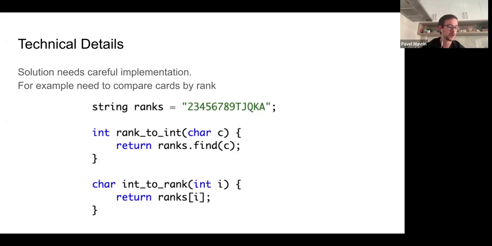You may find a lot of interesting tricks to make your solution easier. For example, when you want to compare cards by the rank, it's easier to first move from the ranks to numbers. So assign each rank some number from 0 to 12. You have a string of all possible ranks. To go from the rank to its number, you just find the index of this character in this string, and vice versa. If you want to find the rank by the number, you just take the corresponding character at this index from this string, and so on.